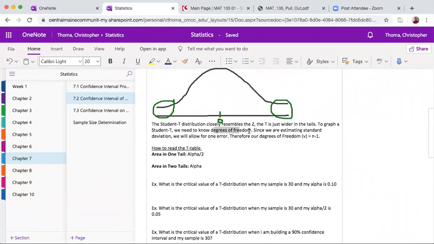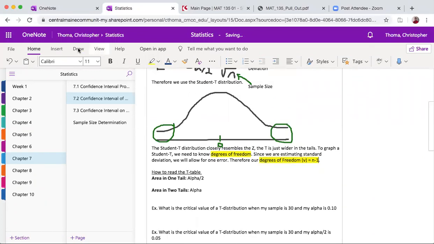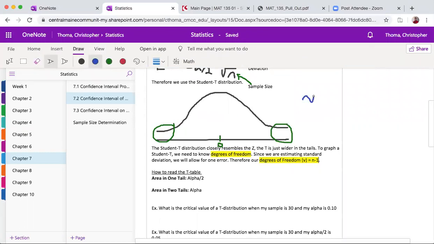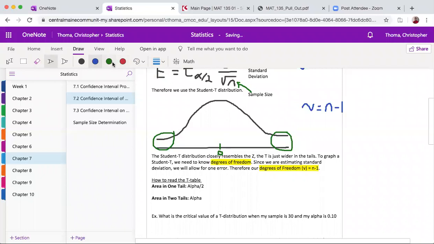Degrees of freedom. Since we estimated, we allow for one error, therefore our degrees of freedom is n minus 1. When you draw out degrees of freedom, it looks like a little cursive v with a little tail on it. That's the symbol for degrees of freedom. In this case, when I'm doing confidence intervals, my degrees of freedom is n minus 1, where n is just my sample size.